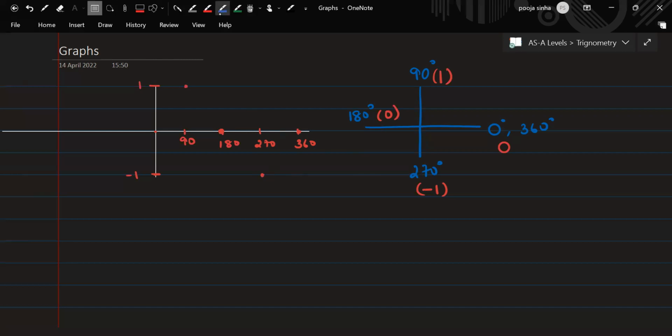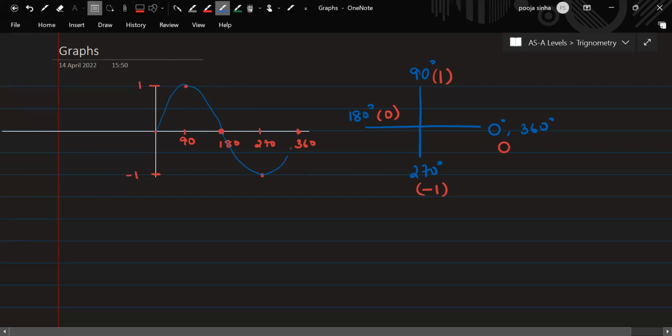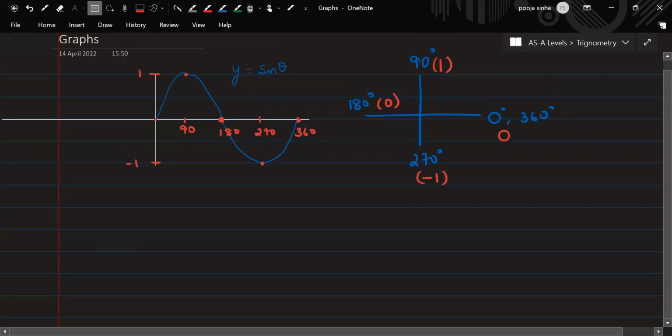So what is the graph looking like? Starts from here till here, from here to here, ऐसा, ऐसा. This kind of a graph for y equals sine theta. This is a sine theta graph. Okay.